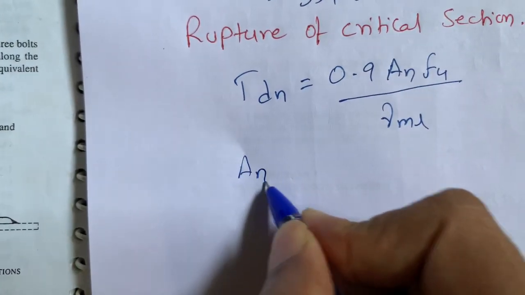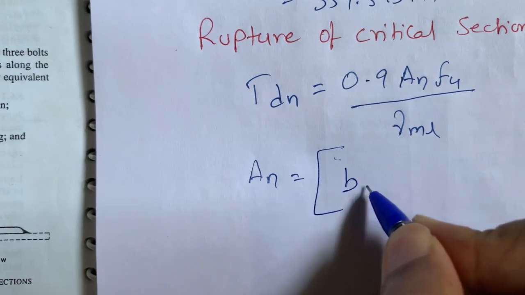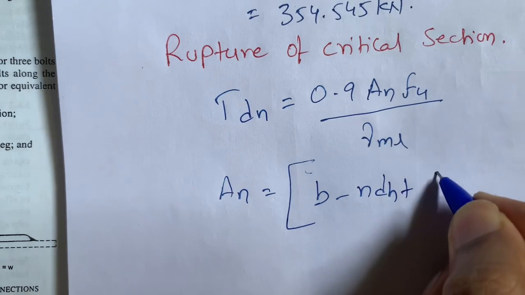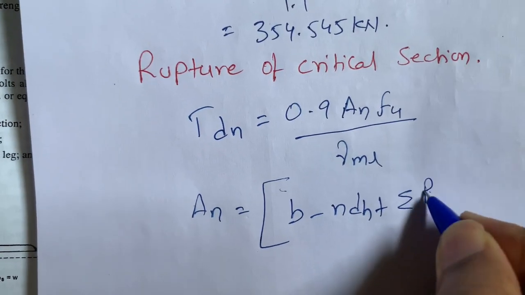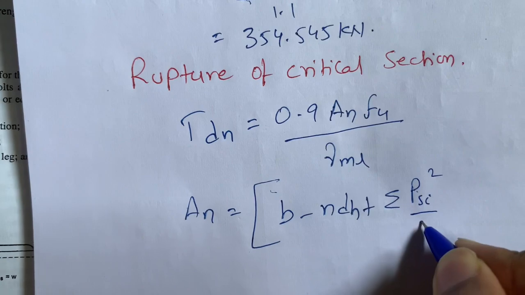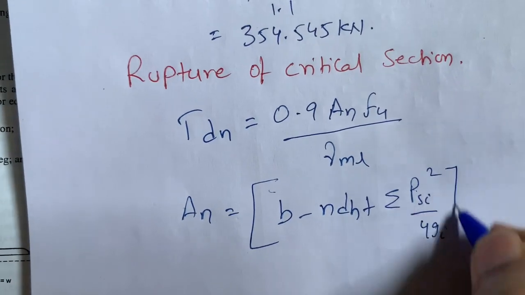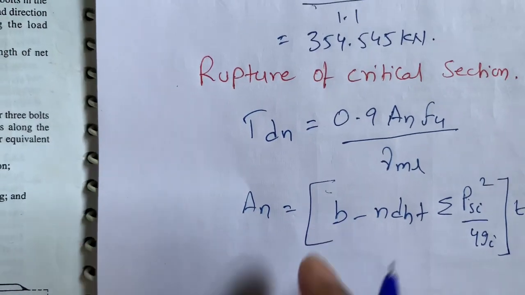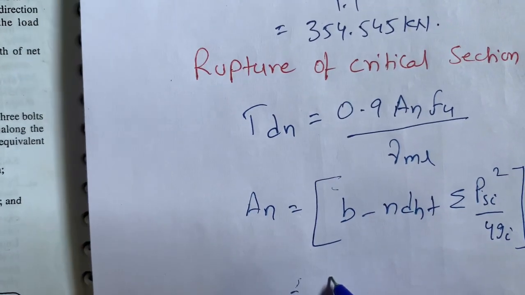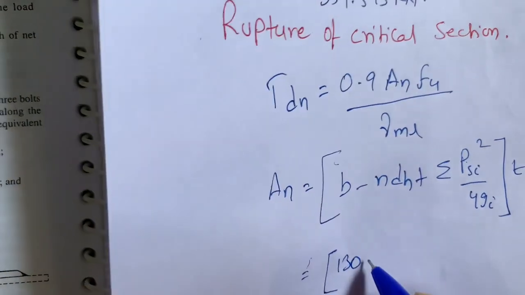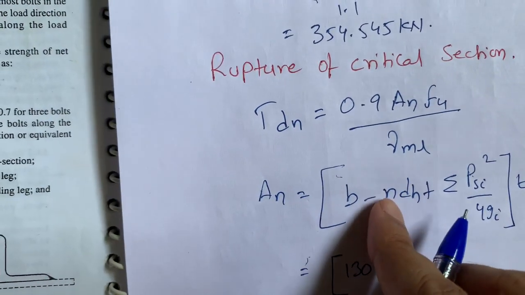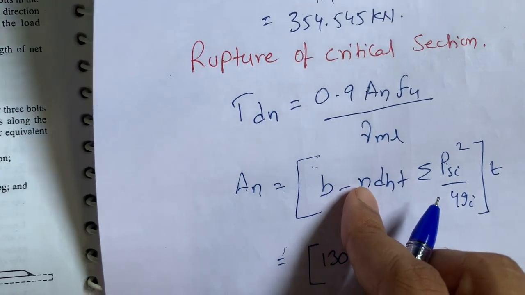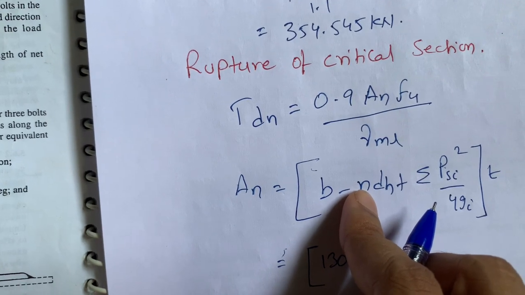B minus n d_h plus summation of psi square by 4 g_i into t. So here B means the width of the plate. The B value is mentioned in the diagram, that is 130, minus the n value. n means the number of bolt holes in the critical section.